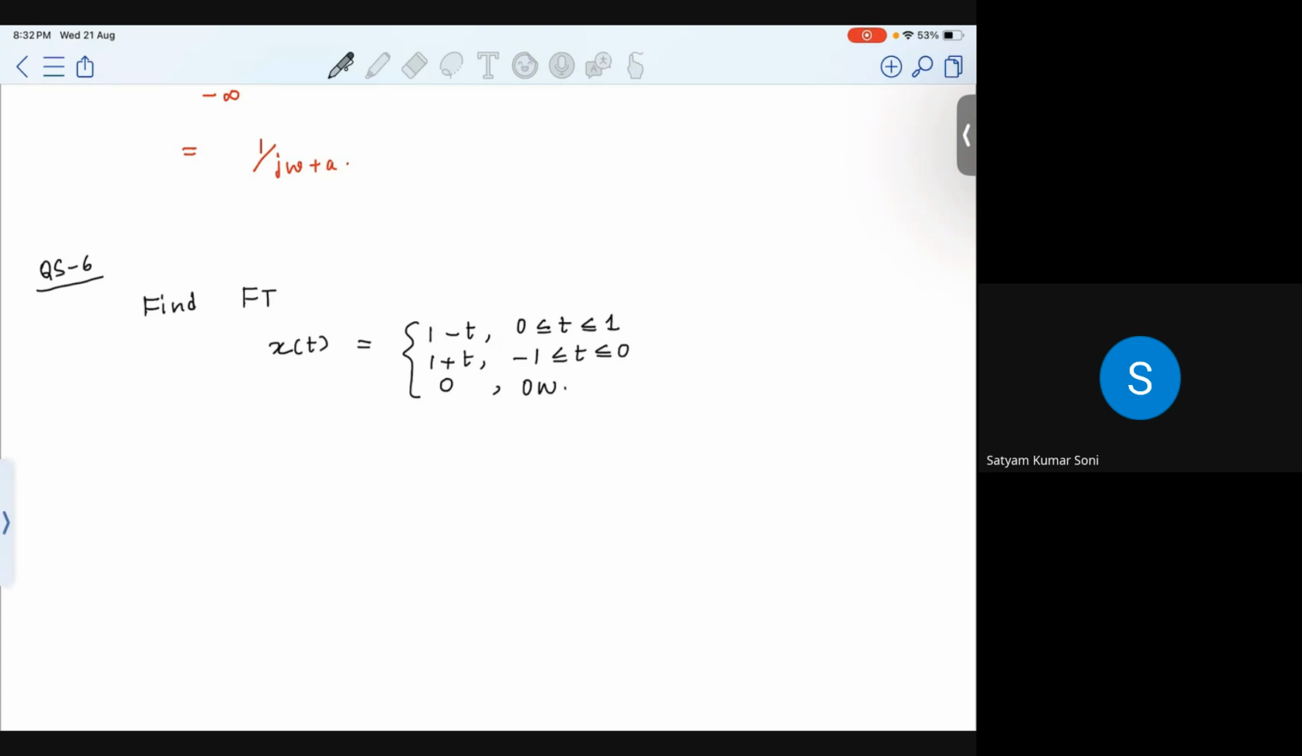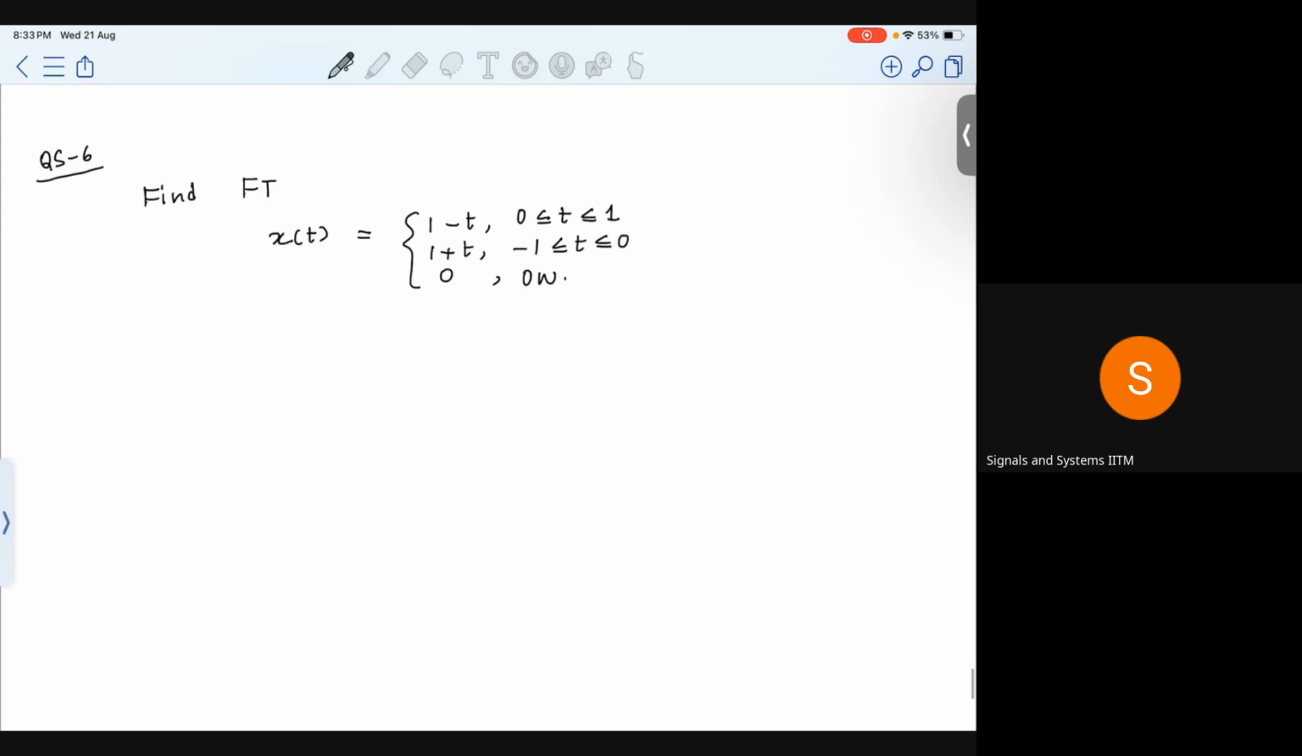Ma'am, I'm facing difficulty in finding the Fourier transform. What exactly is the difficulty that you're trying to see? So let's solve this step by step, okay? How do we find the Fourier transform of any given signal?